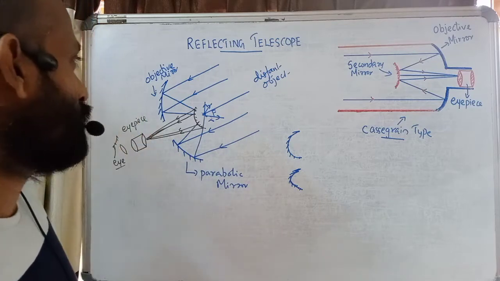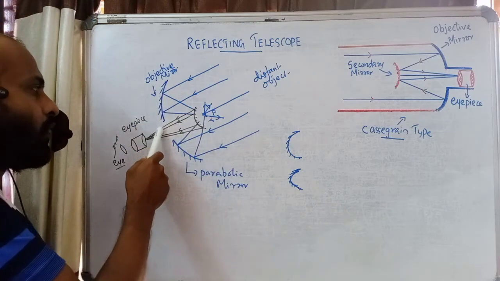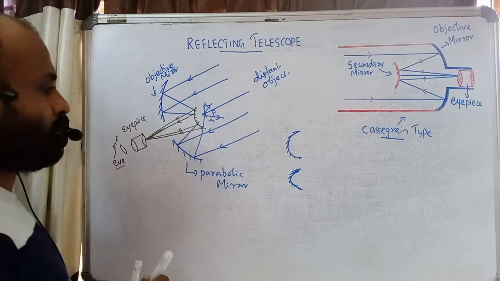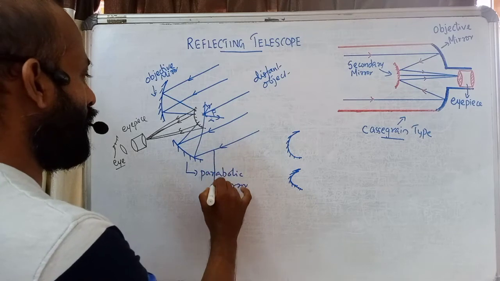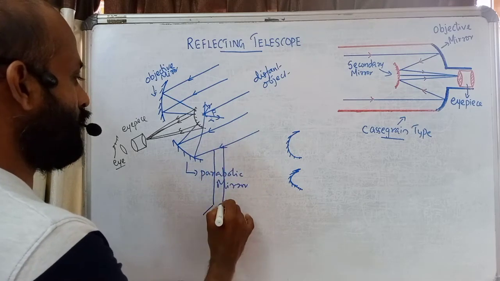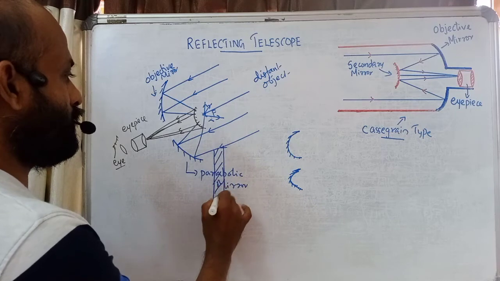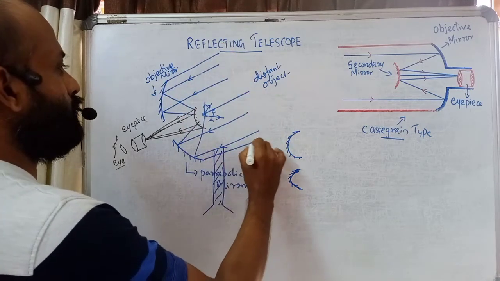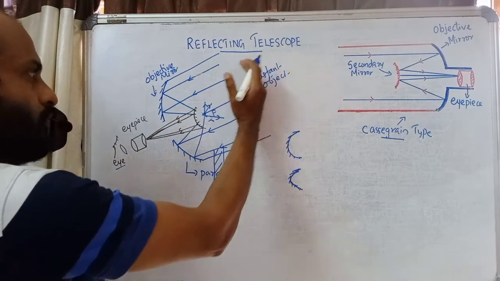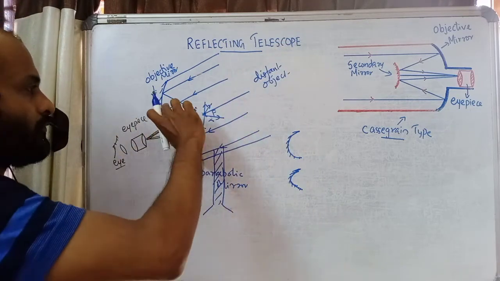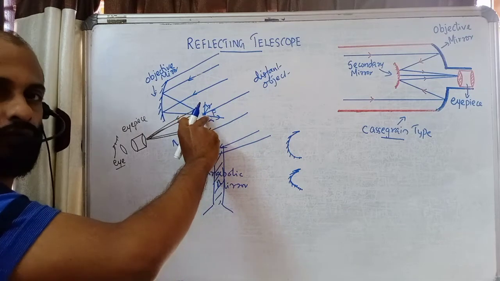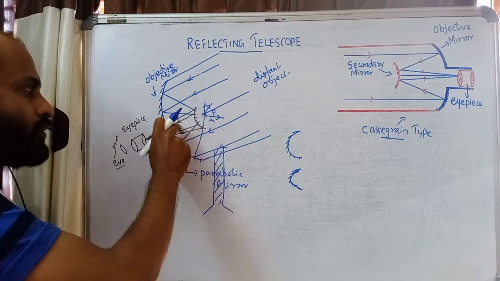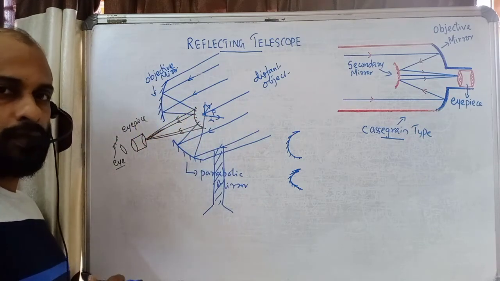This is the main construction. The objective mirror will have a hole at the center. Through the hole, after reflection, light rays will enter the eyepiece. We can keep this in an inclined position. This will be the stand, and here we can place the reflecting type of telescope. This will be the cover. In this manner, light rays will fall on the parabolic mirror. Then after reflection, they will form the image here at the focus. If you place a convex mirror in front of the path, then after reflection the light rays will enter the eyepiece and the image will be produced.